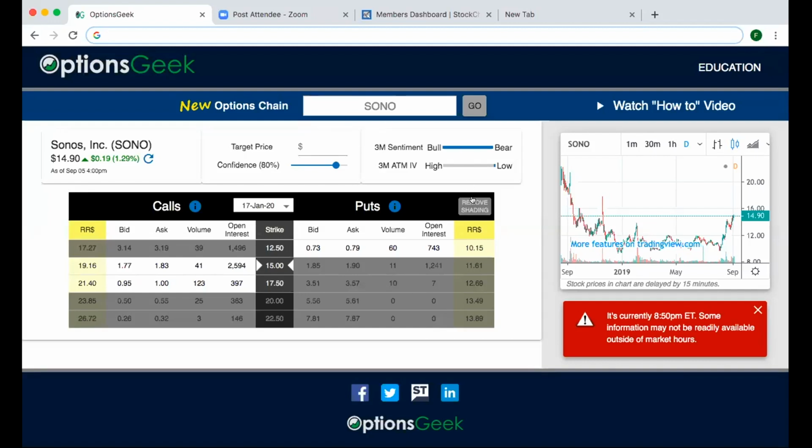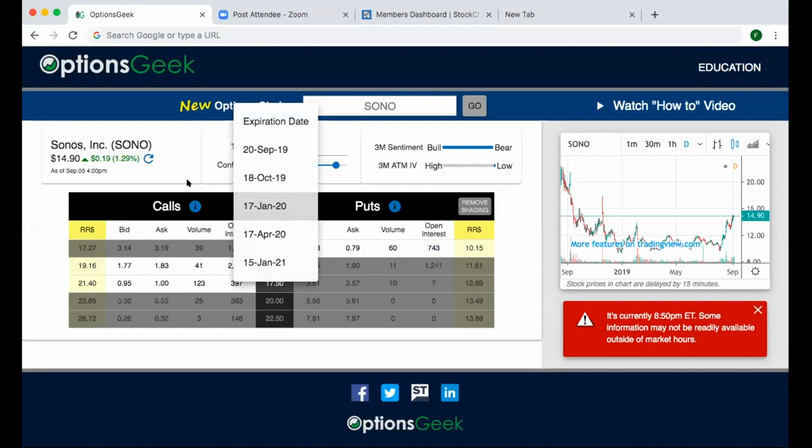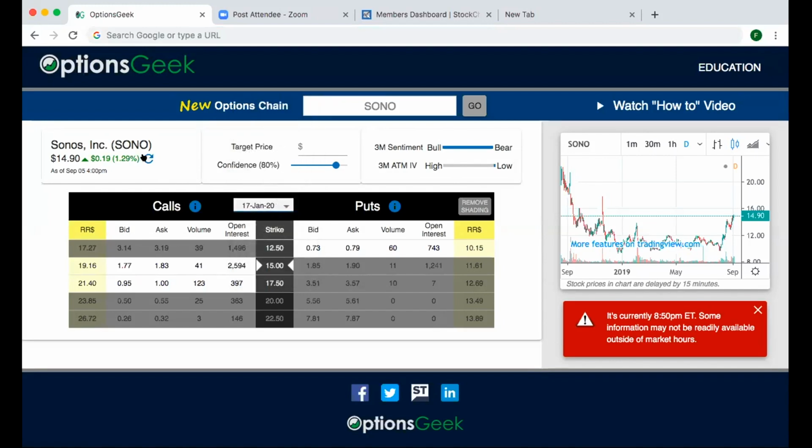Okay, we can see the tool. So here's the tool I built. This is SONO. Plug in SONO. We would click and go. We can choose our expiration date. I chose January 20th. Here's your stock price, $14.90. Right now, that option is worth around $1.80. It's being priced at around $1.80 in the market.